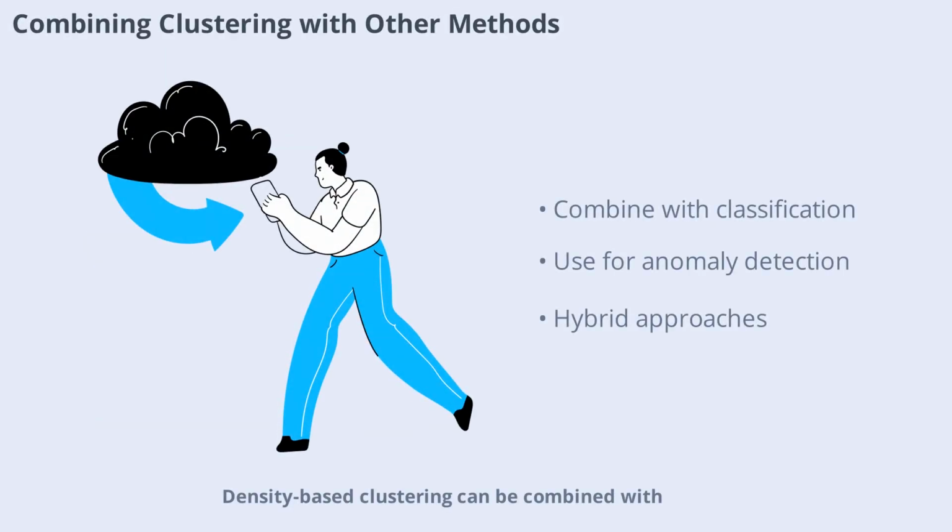Density-based clustering can be combined with other machine learning methods for enhanced results. For example, clustering can be used as a preprocessing step for classification or anomaly detection. Hybrid approaches leverage the strengths of multiple techniques to solve complex problems.